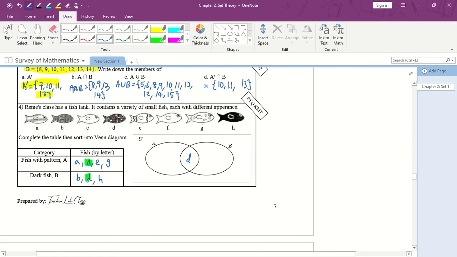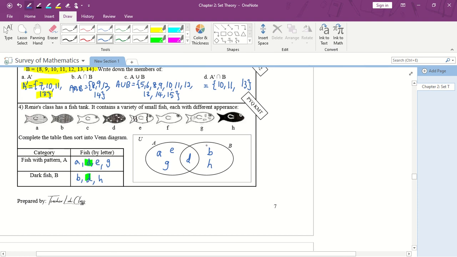In the category of A, or we can say set A, we have A, D, E, G. So D is inside here, and the others, if not inside, will be outside. So A, D, E, G. And for dark fish, B, D, H. Okay?